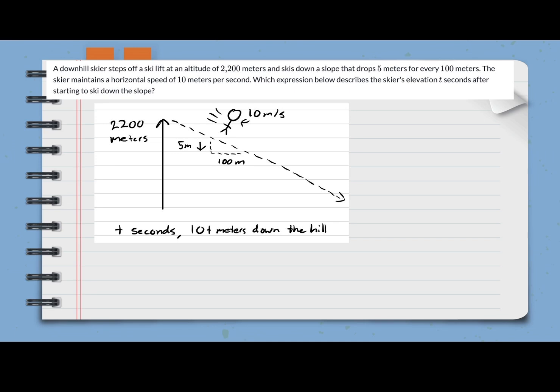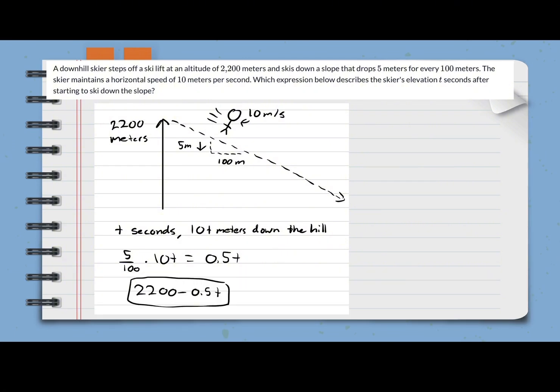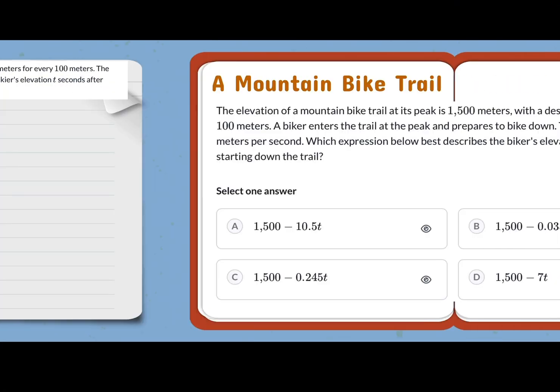So in order to figure out the location that we're at for t seconds, which can be any seconds after the skier starts going down, we have to multiply the downwards slope and the speed that they're going, and we'll get 0.5 t. So our answer here will be 2,200 minus 0.5 t, because that is the answer we look for when we look for the skier's elevation. So we're trying to figure out how much they go down for every t seconds, and we can figure that out by multiplying that downward slope and the speed that they're moving at.